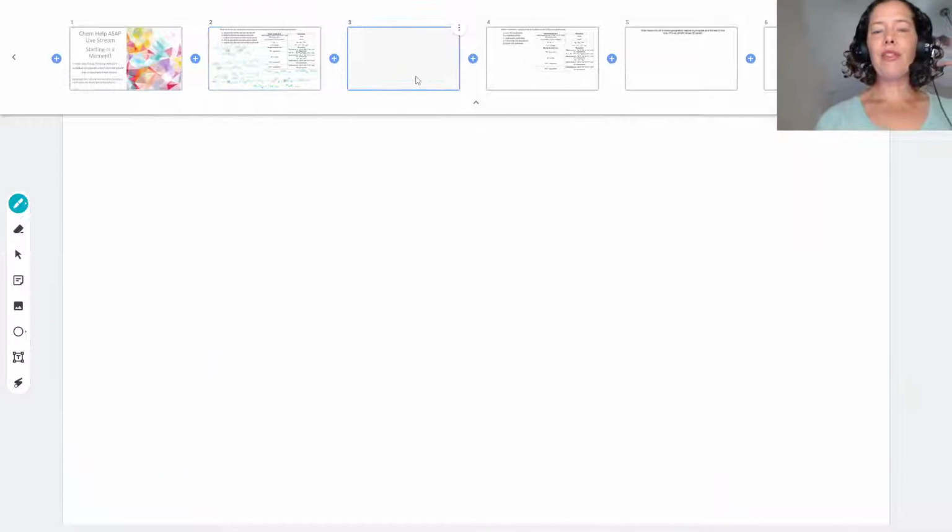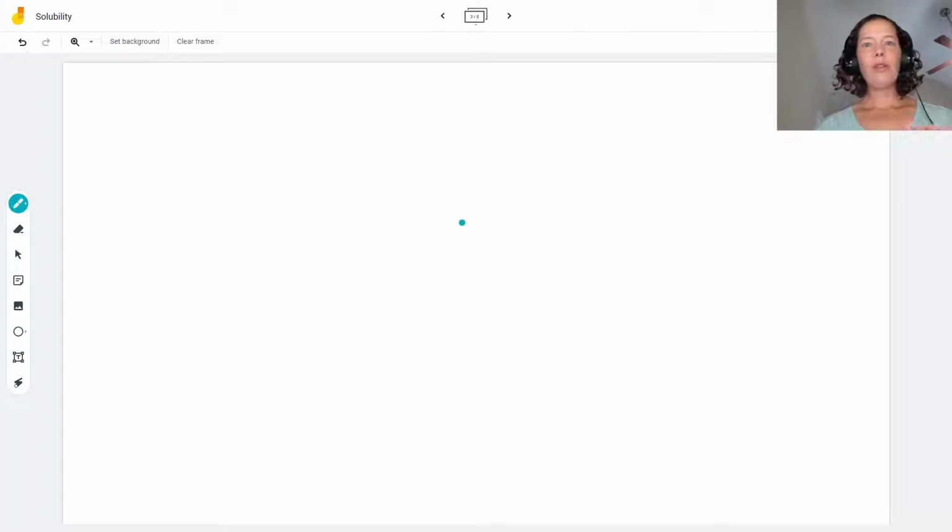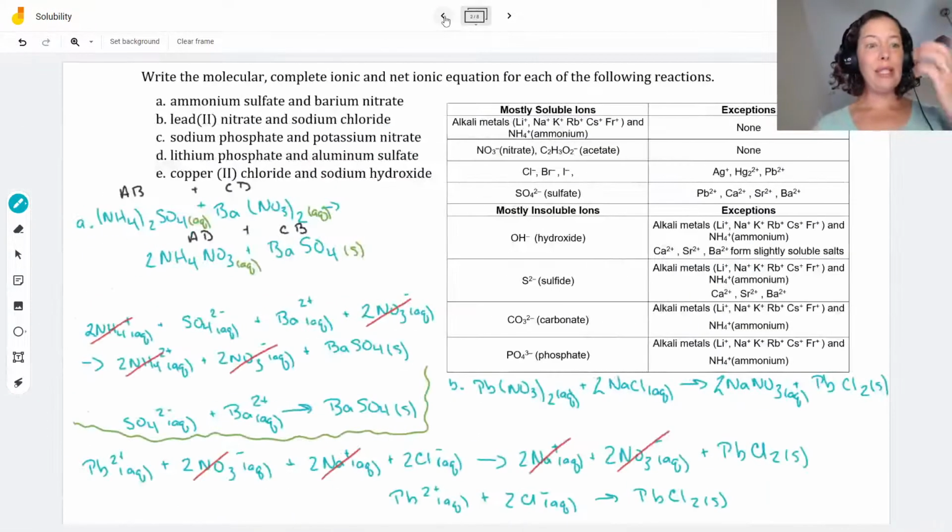Okay, I'm going to need to add in an extra page here. So let's add in an extra page, and we'll just have to do a little working back and forth, which means that I need to see what my problem is. Okay, so sodium phosphate and potassium nitrate.